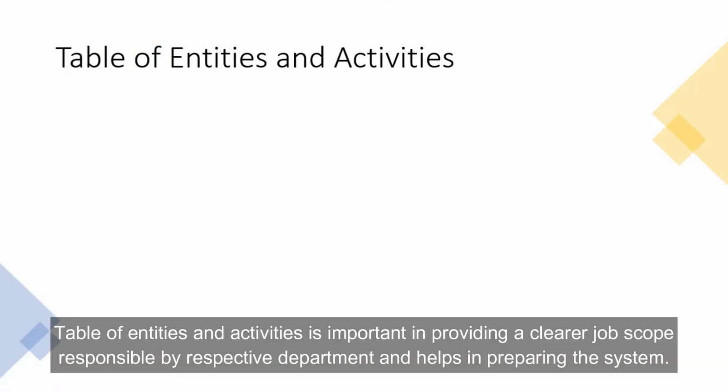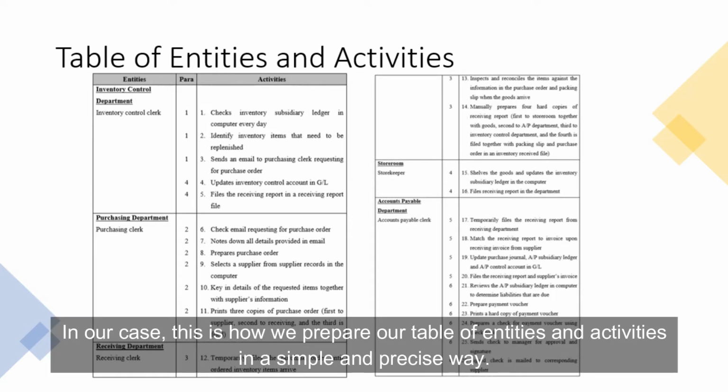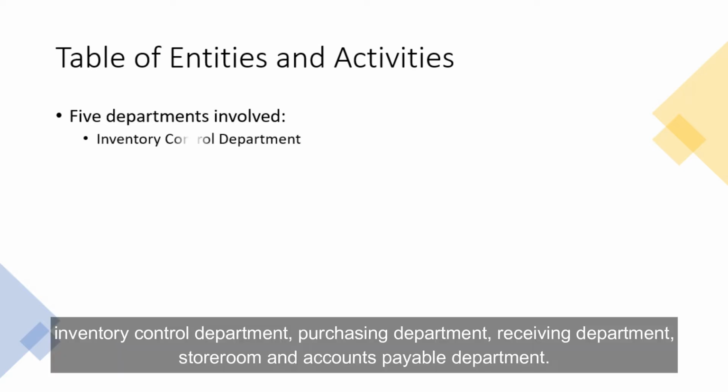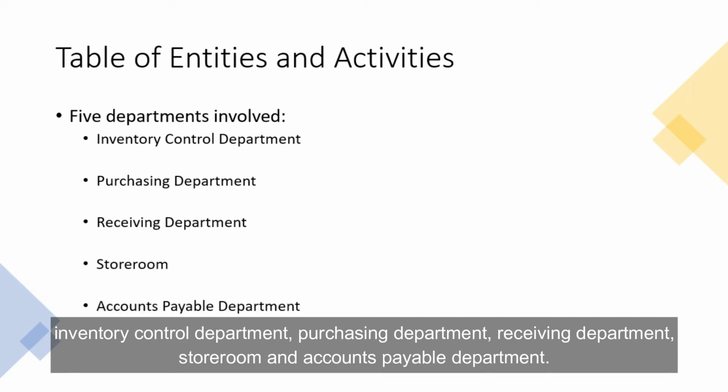The Table of Entities and Activities is important in providing a clear job scope responsible by respective departments and helps in preparing the system. In our case, this is how we prepare our Table of Entities and Activities in a simple and precise way. There are 5 departments involved, which are Inventory Control Department, Purchasing Department, Receiving Department, Storeroom, and Accounts Payable Department.